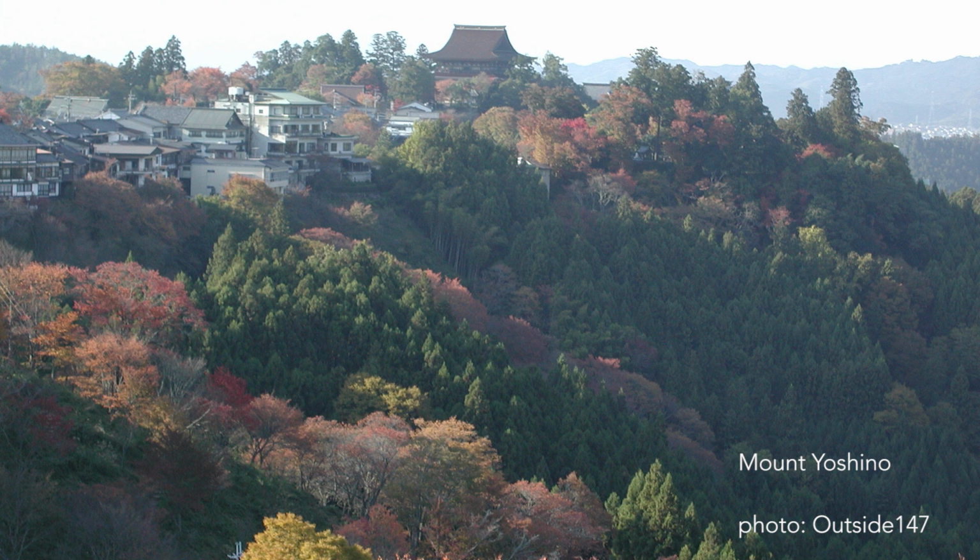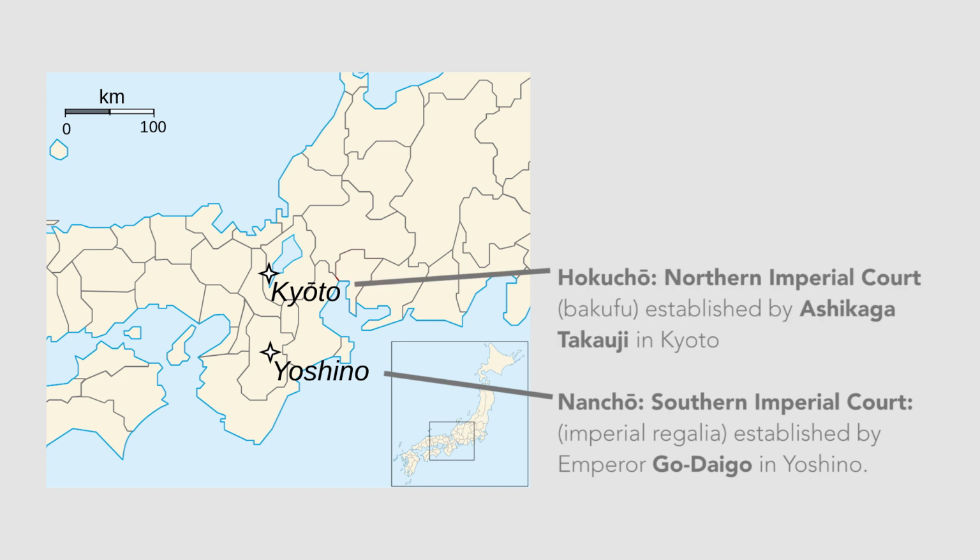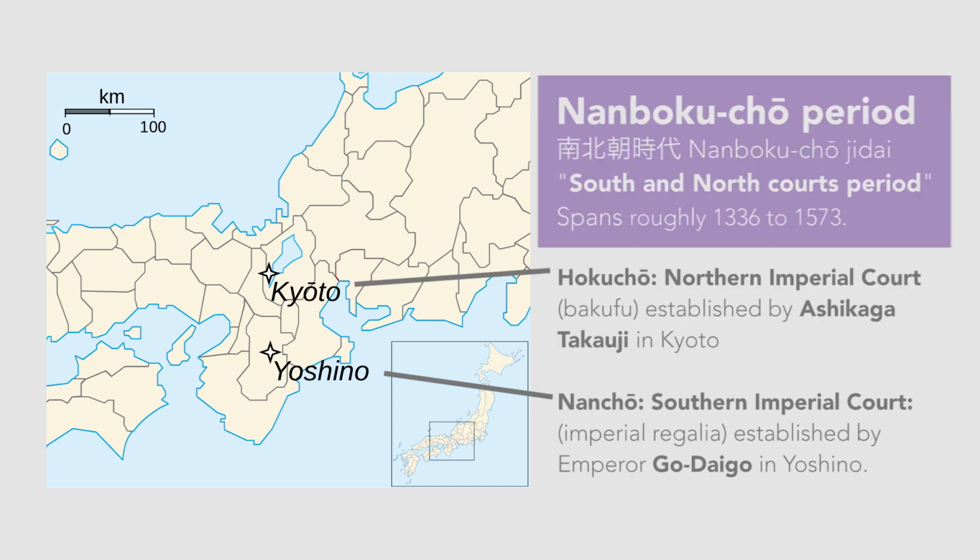Go-Daigo fled to the southern mountains of Yoshino, taking with him the imperial regalia. With the support of other clans opposed to Ashikaga, he set up a southern court in opposition to the northern court of the Ashikaga puppet in Kyoto. This period is called the Nambokucho period, during which civil war between the two courts lasted nearly 60 years.